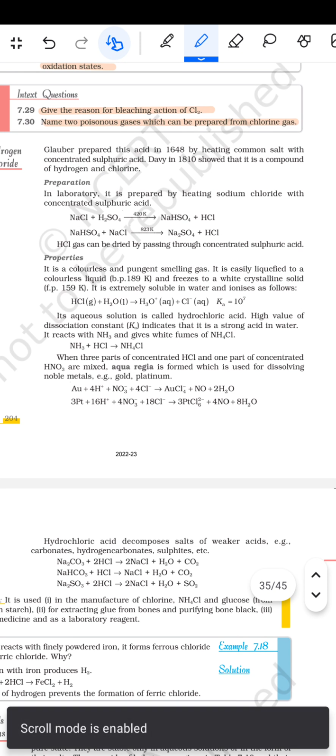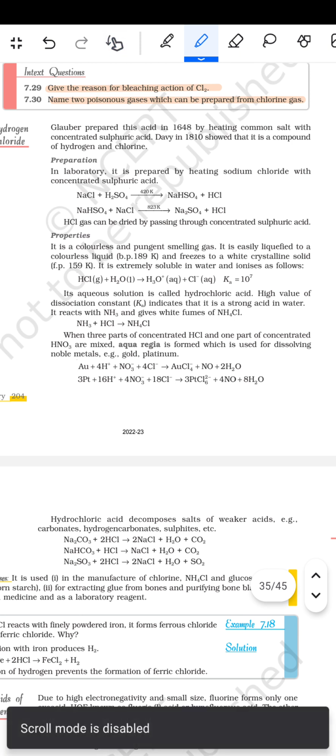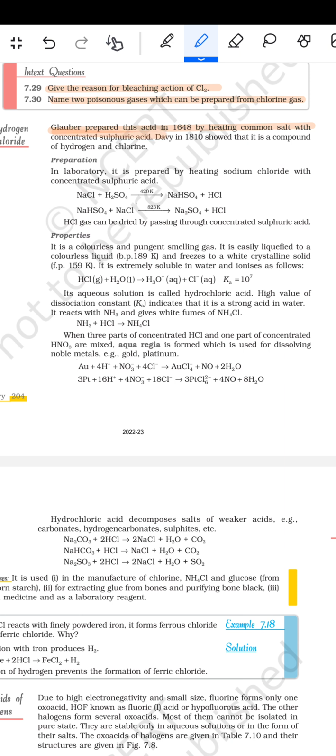Hydrogen chloride. Glauber prepared this acid in 1648 by heating common salt with concentrated sulfuric acid. Davy in 1810 showed that it is a compound of hydrogen and chlorine.